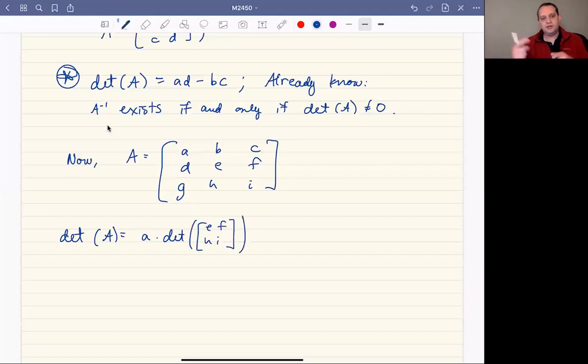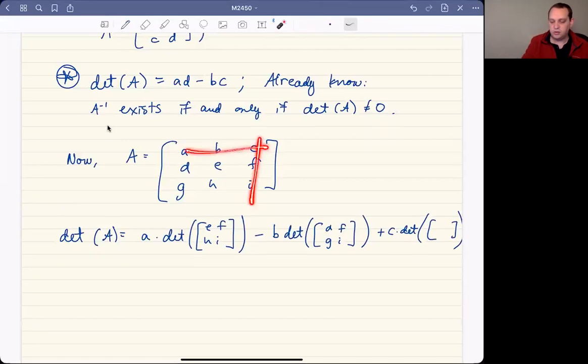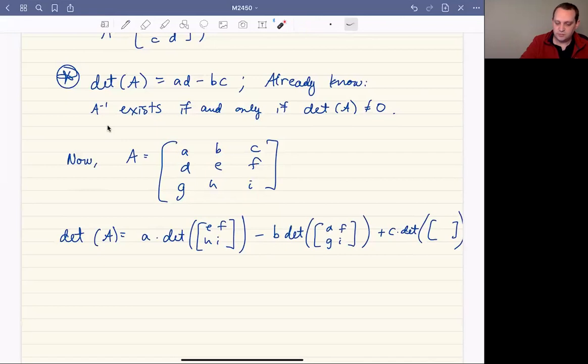I. We're going to alternate signs in the determinant. So next, we're going to have minus B, and then we'll do the same. We'll cross off that row and that column. We get a 2 by 2 submatrix, which is just the 2 by 2 matrix you get if you delete the first row and second column. And so we'll multiply by that determinant. So this is B times the determinant of D, F, G, I, plus C times the determinant of the 2 by 2 matrix that you get if you delete the first row and third column. So that's D, E, G, H.